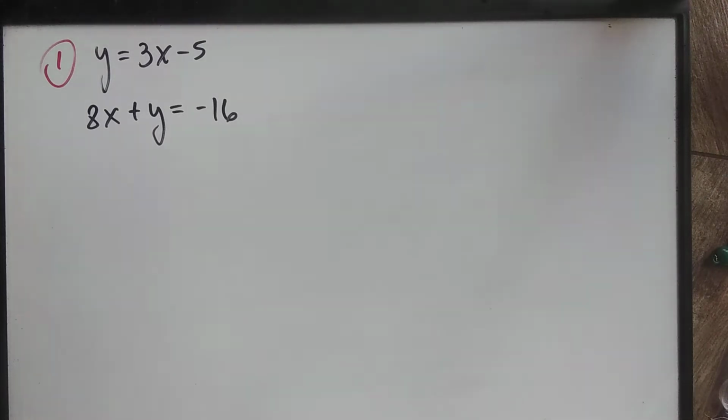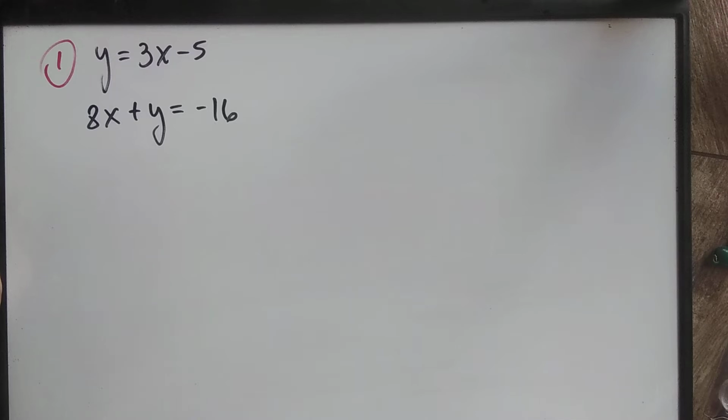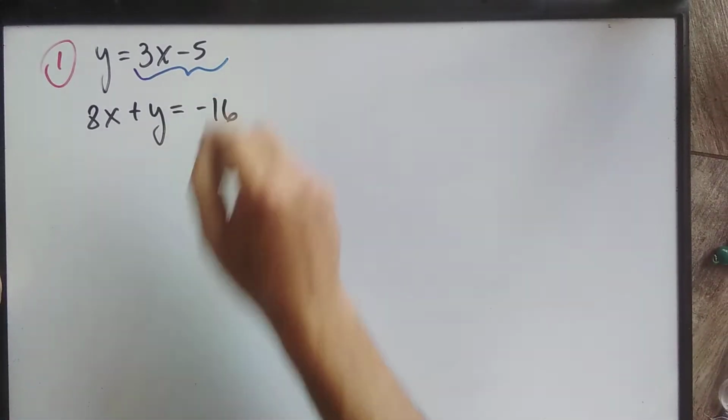Okay, we're gonna do a little more on systems of equations, right? So let's write that system for instance. We got y equals 3x minus 5 and 8x plus y equals negative 16. In this case you could easily use the substitution method because it's already set up for you. So I suggest that when you have the system set up like that, you should use the substitution method.